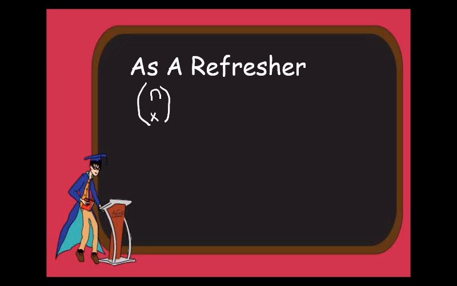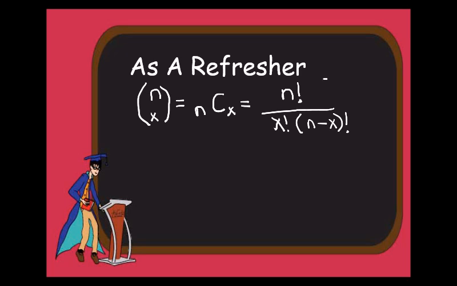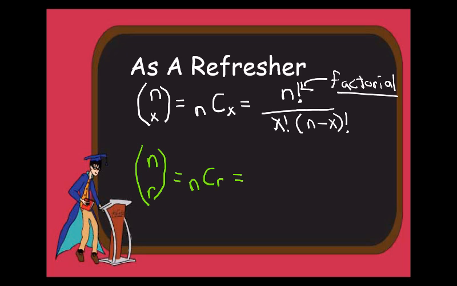Now, as a refresher, if you don't know how to do the computational formula, the formula is going to be presented to you now as n factorial over x factorial times n minus x factorial. Mind you, this exclamation point we're referring to as a factorial. And we'll show you how to do factorial mathematics in just a minute. But if you want to use the nCr formula, depending on your textbook, it's the same exact thing. Just replace the x's with r's.